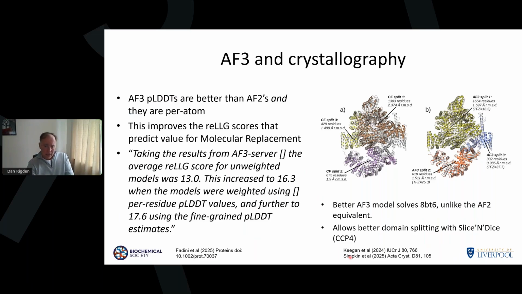And in particular cases, we've been monitoring how many cases can be solved by molecular replacement with these models, and the answer is almost all of them. But there are occasionally examples where AlphaFold 3 can solve something and AlphaFold 2 can't. So here the AlphaFold 3 model allows for a better splitting of the individual domains with our CCP4 Slice'N'Dice software, and that allows you to solve the structure with an AlphaFold 3 model, whereas AlphaFold 2 over here wouldn't solve it.